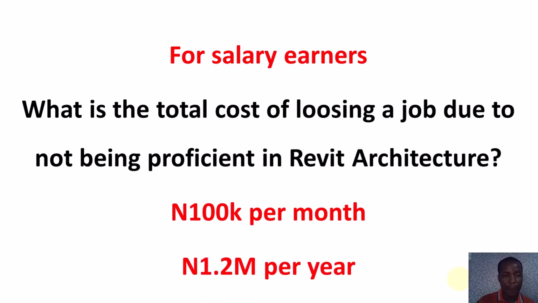Now if you are being paid, assuming you get a job and you are being paid 100,000 naira every month, multiply that by 12 months, that is 1.2 million. Now you lose it because you are not proficient in the use of Revit, and you are still saying that this course is very expensive. You lose 1.2 million naira. This is something that would have been solved with just 50,000 naira. But some people will not think like that. They will say, 50,000 naira is too expensive.